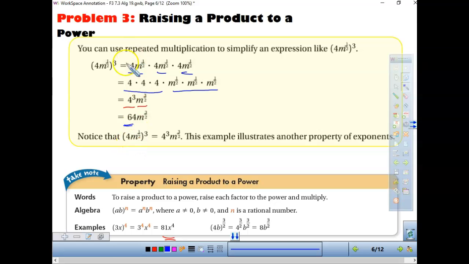If they ask you to leave it as a power, you would stop at this point. This is your answer as a power. This would be our simplified solution as we are taking a look.